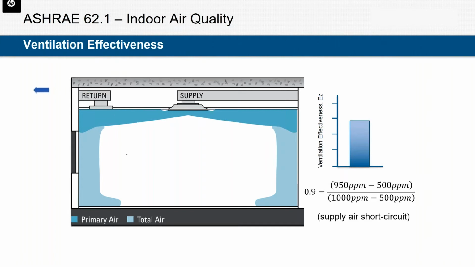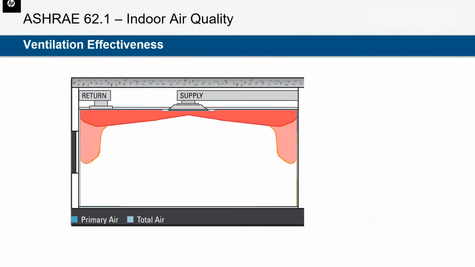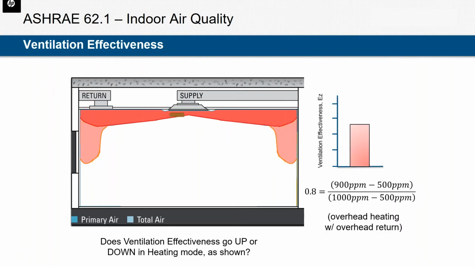Now, sometimes if we have a poorly placed diffuser and it's short-circuiting some of that supply air directly into the return, that can reduce our ventilation effectiveness and actually make our return cleaner than the rest of the room, resulting in a ventilation effectiveness less than 1. Or if we're supplying warm air, we know that warm air is more buoyant. It likes to hug the ceiling. And actually, according to ASHRAE Standard 62, we would expect a ventilation effectiveness of closer to 0.8. And as that temperature gets warmer and warmer, that ventilation effectiveness goes lower and lower.